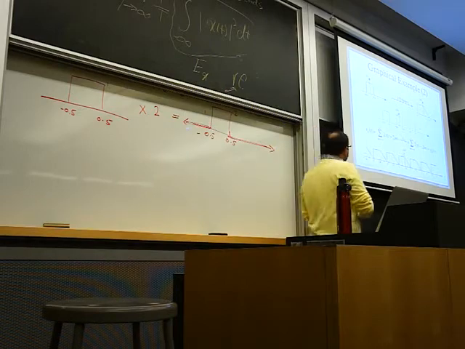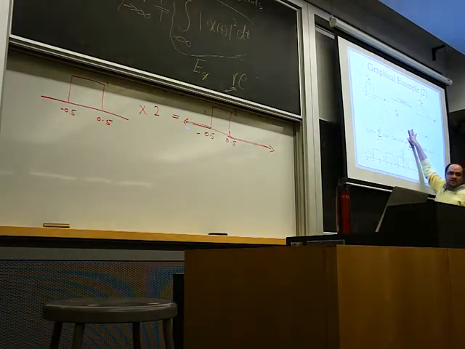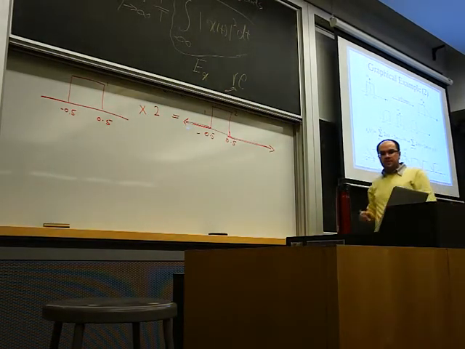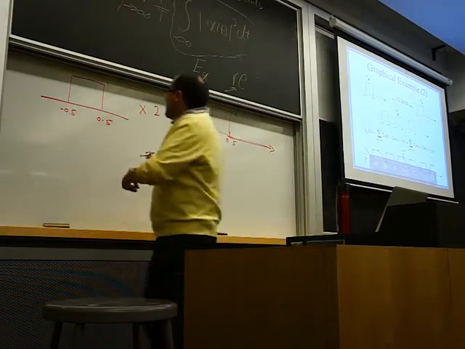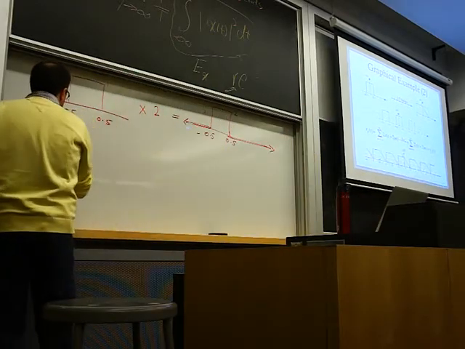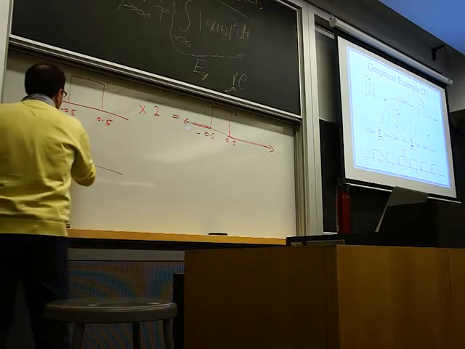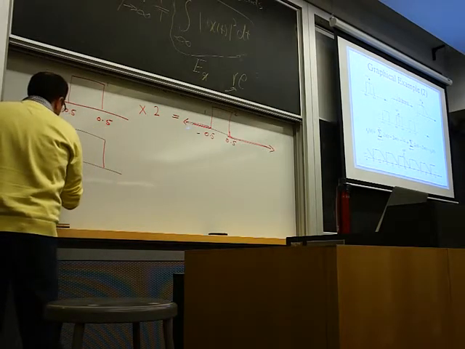Okay, so now let's construct this part. When I want to construct this part, what do I have to do from this? Again, I have the same original signal x of t.